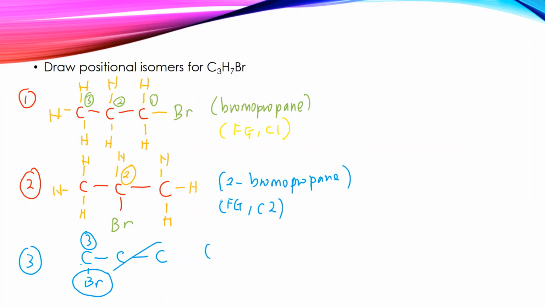Okay, so yang ni tak boleh. So dia hanya ada 2 saja positional isomers. Okay, 1, 2.